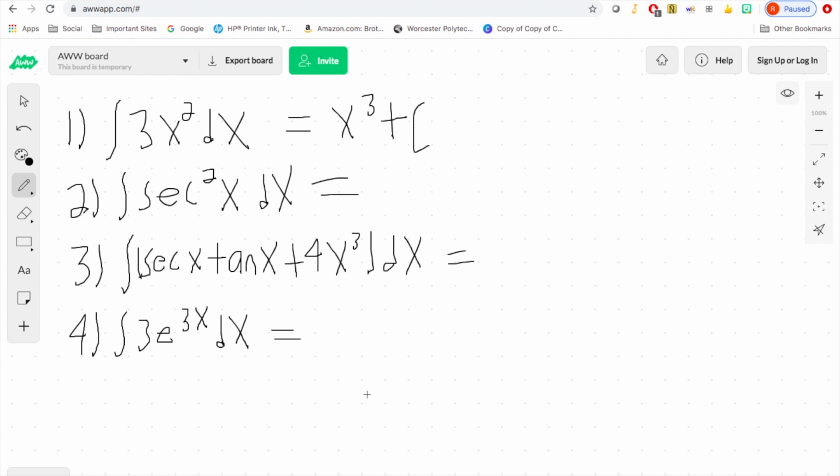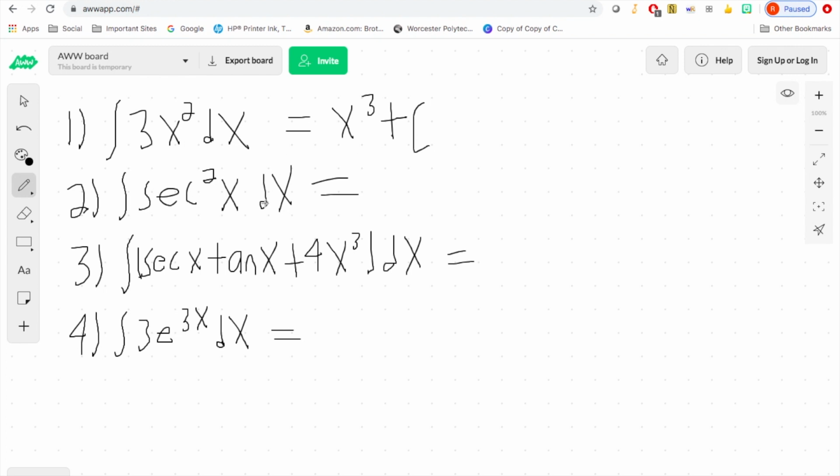But let me ask you this. What is the derivative of x cubed plus 7? It's going to be 3x squared, because that plus 7 turns into a 0, since the derivative of any constant is 0. So that's why you have to include this plus c. We need other information in order to solve for this c. So right now we just need to put a plus c at the end of each of these.